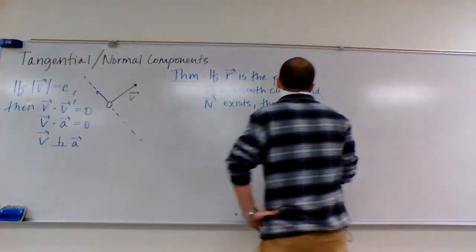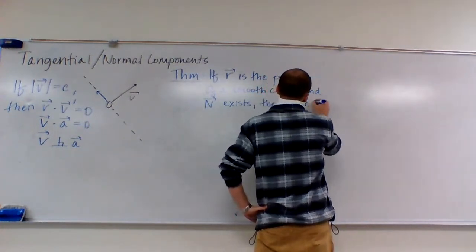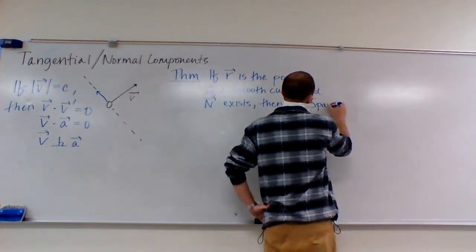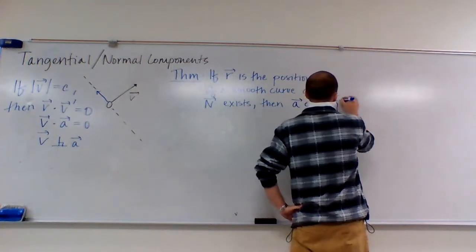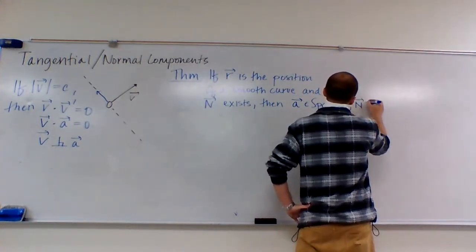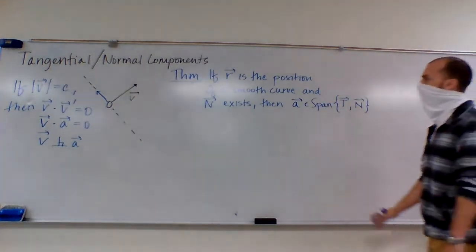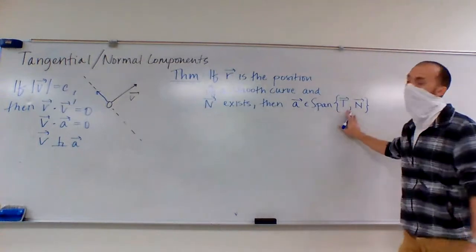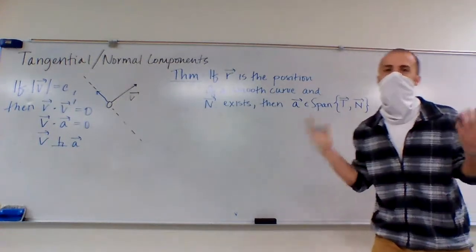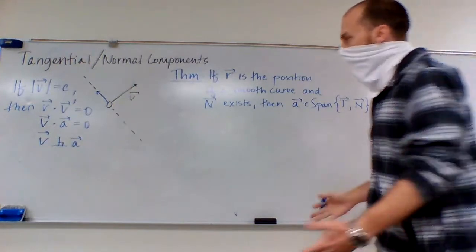Okay, so then A is an element of the span of the unit tangent vector and the unit normal vector at that particular time. Probably this should say A of t is an element of the span of T of t and N of t at a given time. But you see what I'm saying. Okay, so I'm going to prove this for you.